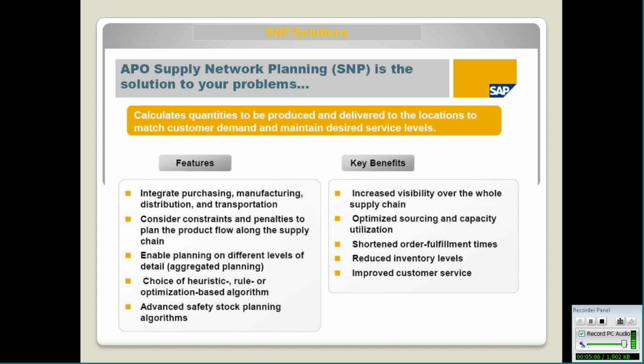And the benefits: it increases the visibility of the whole supply chain, at a global network level. We can also do the SNP planning, and we have different types of engines, like optimization, heuristic and CTM. Based on the business requirement, we can select whichever engine we require. It also shortens order fulfillment times, reduces the inventory level, and improves customer service. So these are the key benefits of SNP.